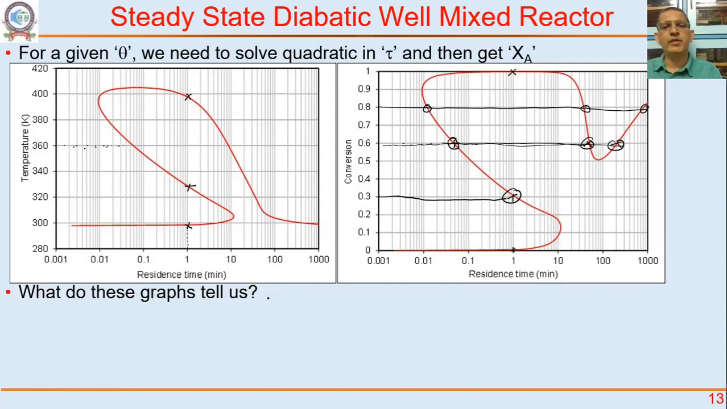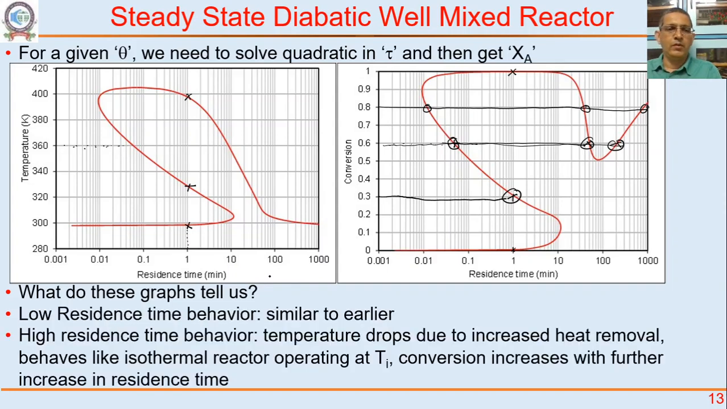So you thought, well, mixed reactor is so easy to operate. Now you see all these complications: ignited steady state, extinguished steady state, stable steady state, unstable steady state. All these things you have to think about. Okay, so low residence time, we have behavior similar to earlier, right? This part was similar to earlier.